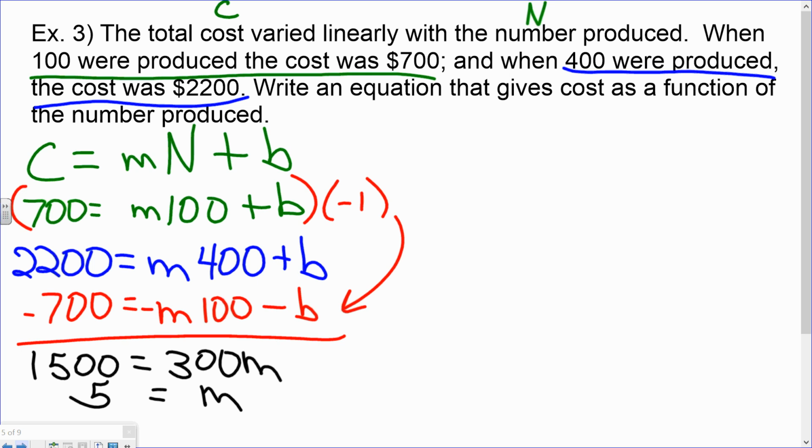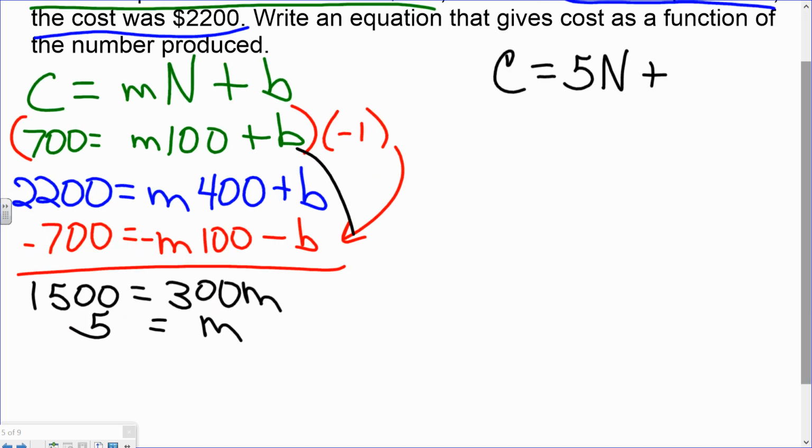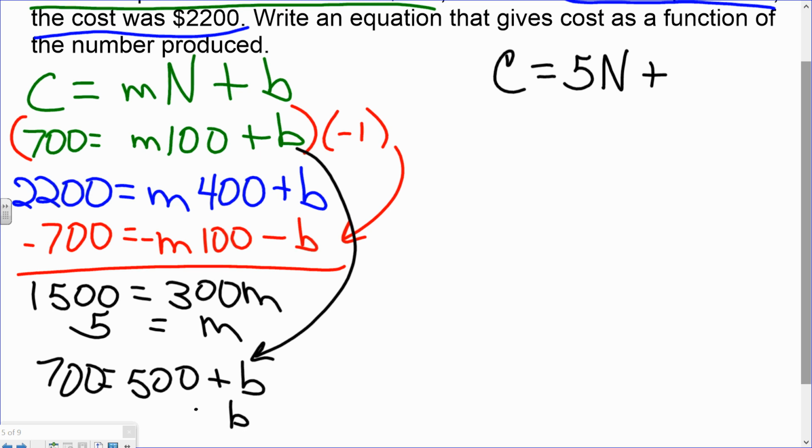So far I know that my pattern for these problems is C equals 5n plus, and I don't know what b is yet. Like any system, two variables, two equations. We solve for one variable. We substitute back in. I'm going to substitute back into that green equation. 700 is 500 plus b. So what is b, everybody?